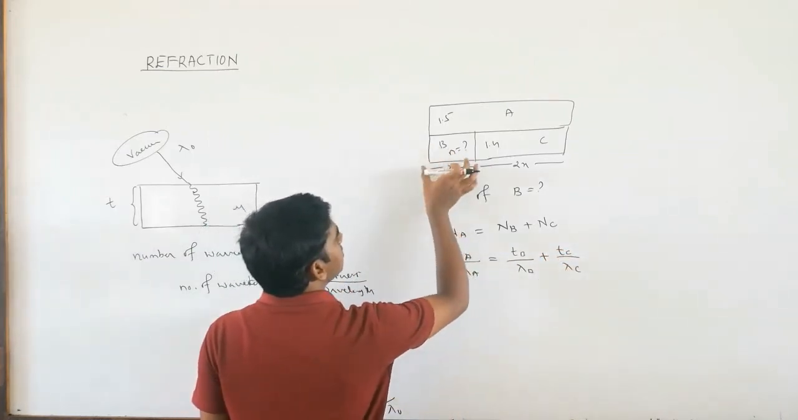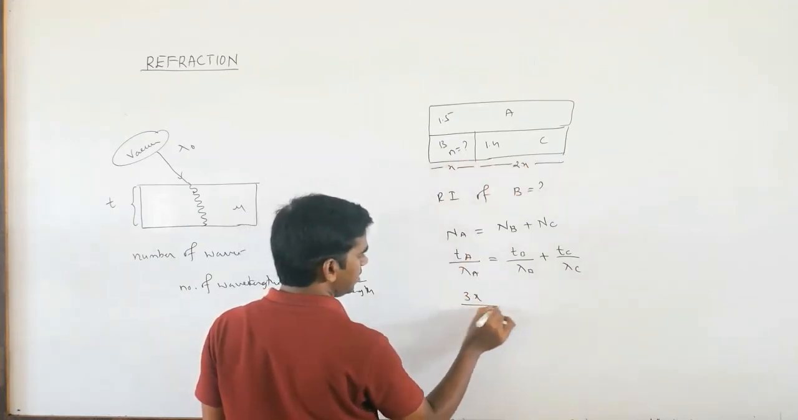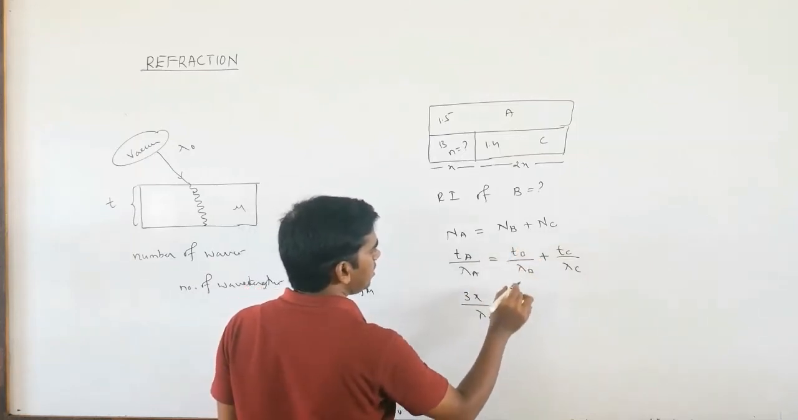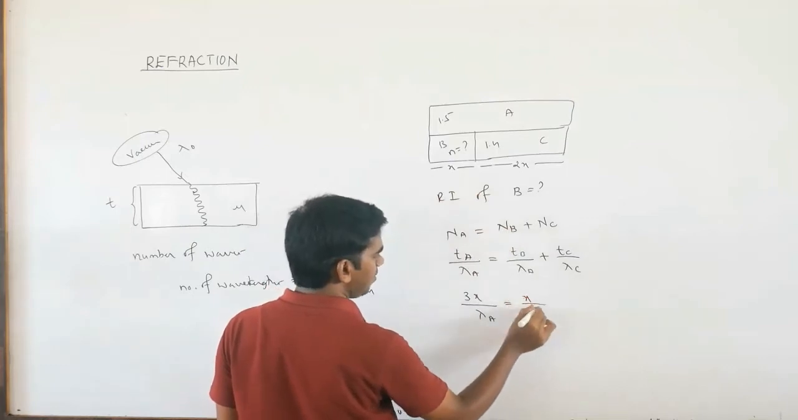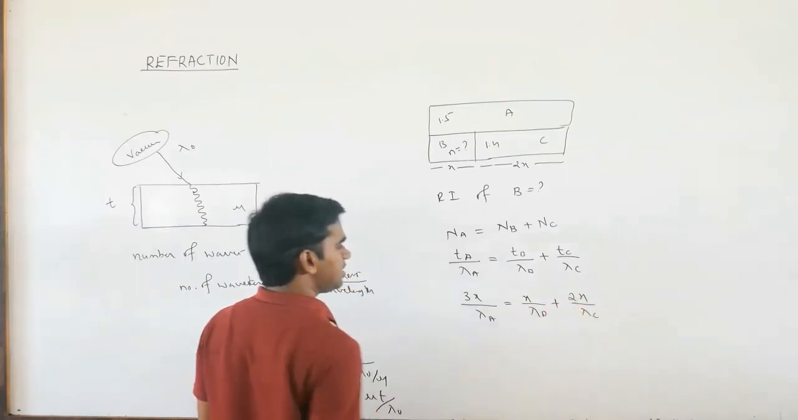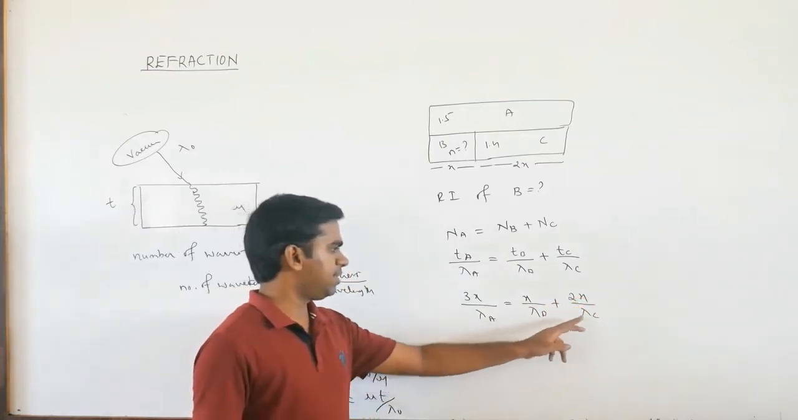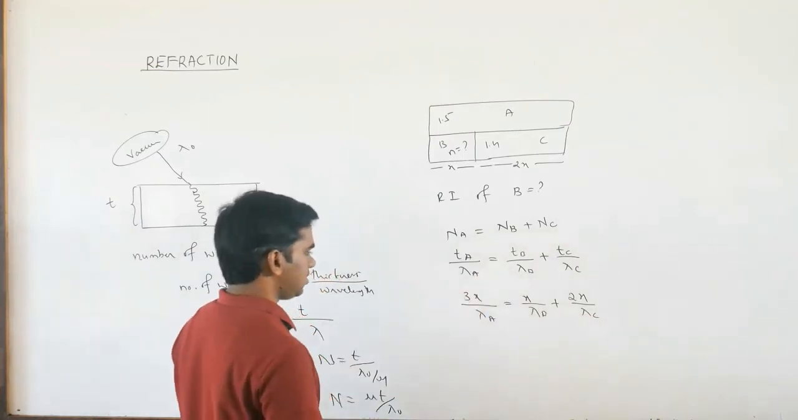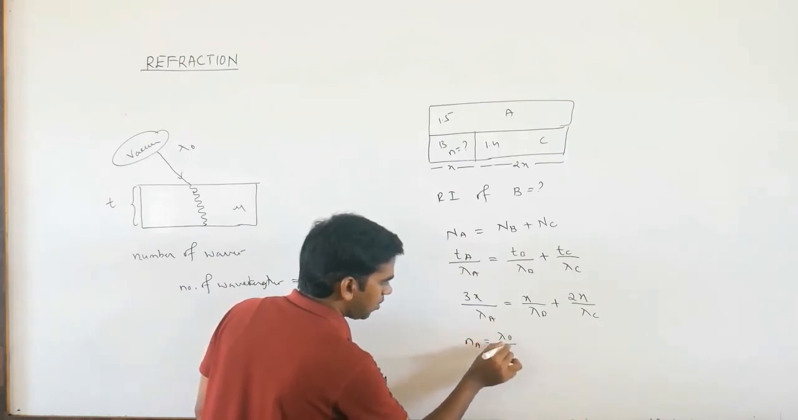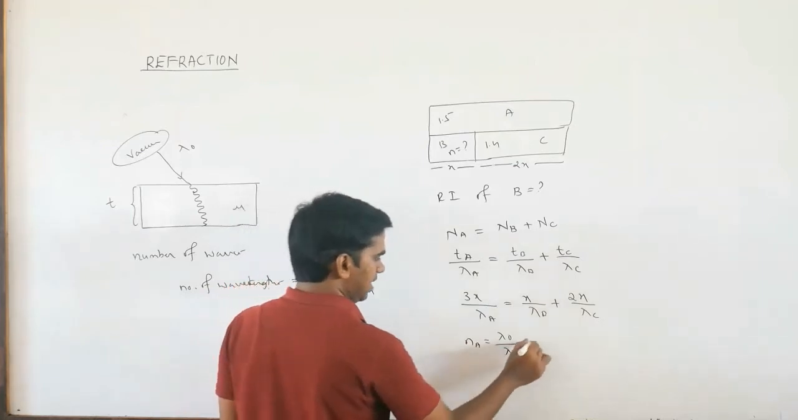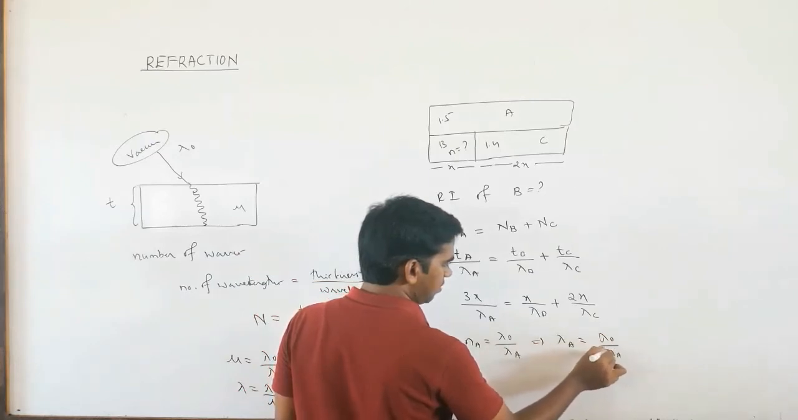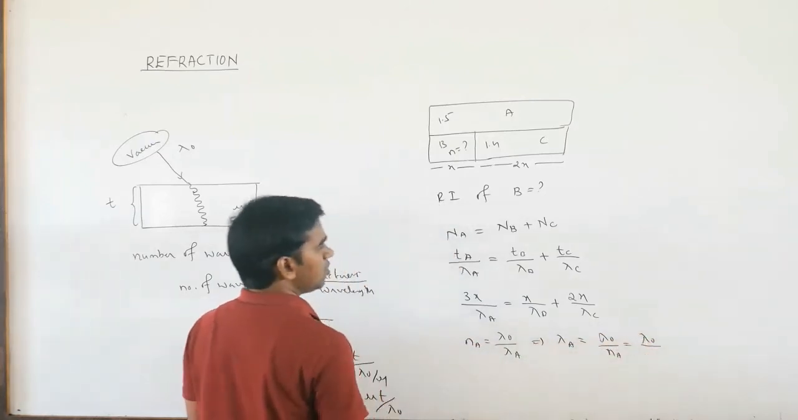Thickness of A is what? This is x, this is 2x. So it becomes 3x divided by lambda A equals thickness of B, that is x divided by lambda B, plus 2x divided by lambda C. Now we have to replace lambda A, lambda B, lambda C by their refractive indices. The refractive index of A, can I write it as lambda naught divided by lambda A? So lambda A is lambda naught divided by the refractive index of A. What is the refractive index of A?